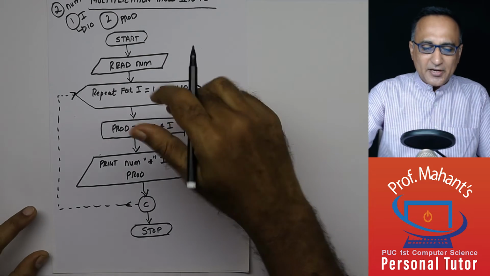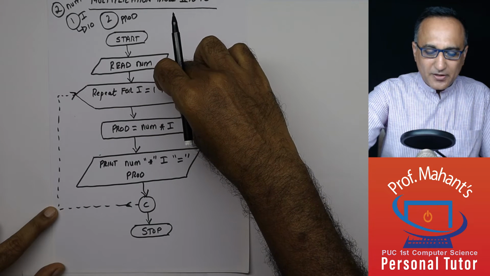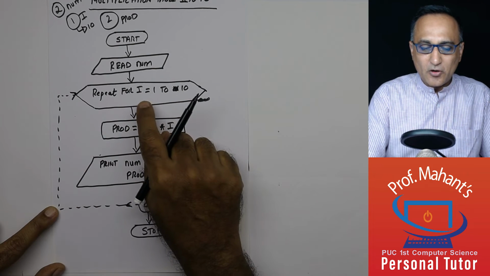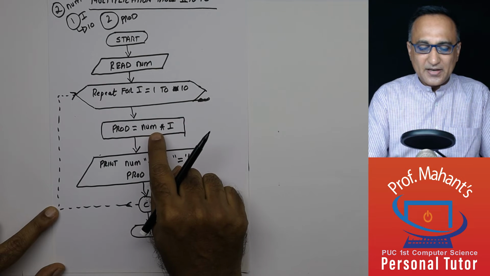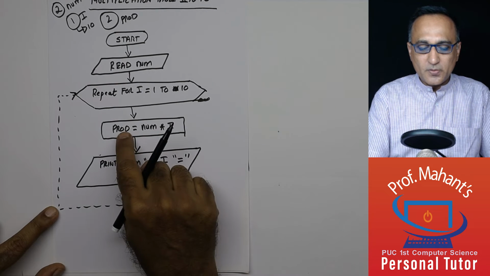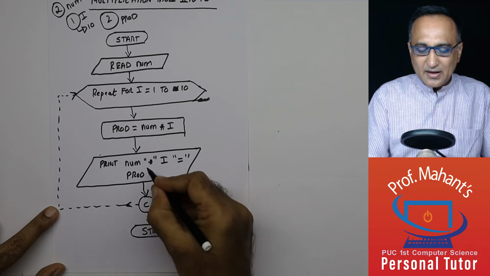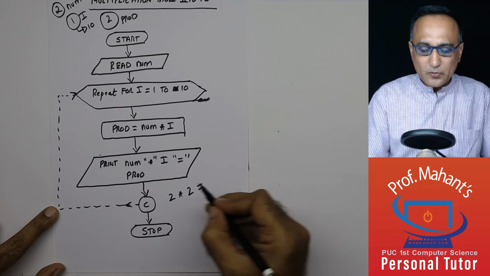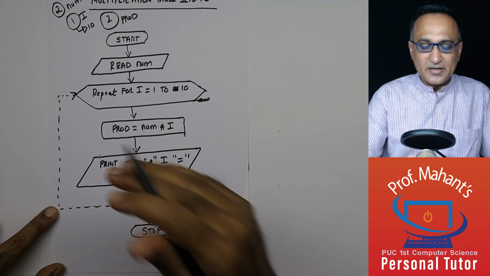Before we proceed, I need to help you understand what this repeat for is. Repeat for is anything between this repeat for and this connector here. These two statements are executed for I starting with the value from 1 to 10. So when I is 1, number is 2 into 1, product becomes 2. When I becomes 2, 2 into 2, product becomes 4. When this multiplication happens and number is 2, this will be printed as it is. I is, let's say, 2, equal to will be printed as it is, product is 4. This way, line by line, you're going to print the multiplication table.